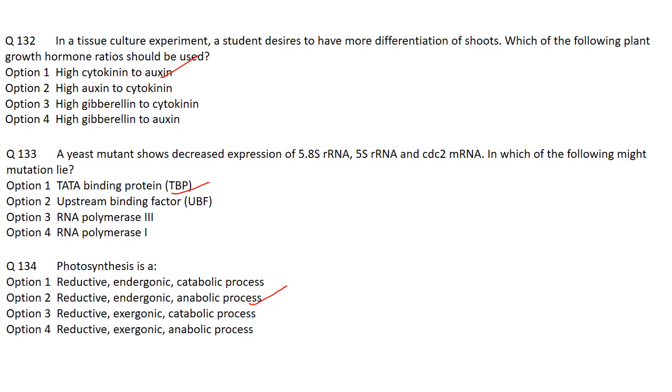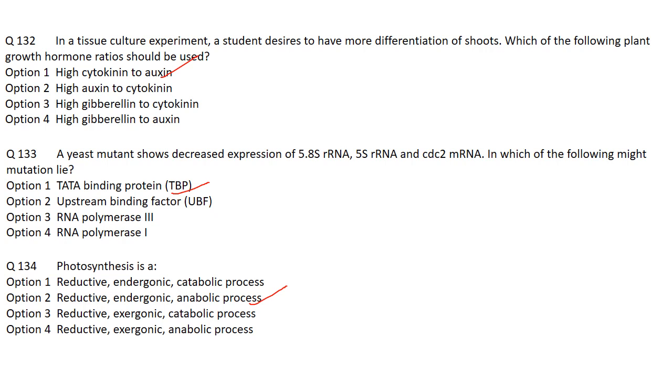A yeast mutant shows decreased expression of 5.8S rRNA, 5S rRNA, CDC2 mRNA. In which of the following might the mutation lie? RNA polymerase 1 transcribes ribosomal RNA but not 5S rRNA, which is synthesized by RNA polymerase 3. mRNA is synthesized by RNA polymerase 2. Now TATA box is a DNA sequence to which TATA binding protein, a transcription factor, binds. TATA box binding protein is required for initiation of transcription by RNA polymerase 1, 2 and 3 from promoters with or without TATA box.